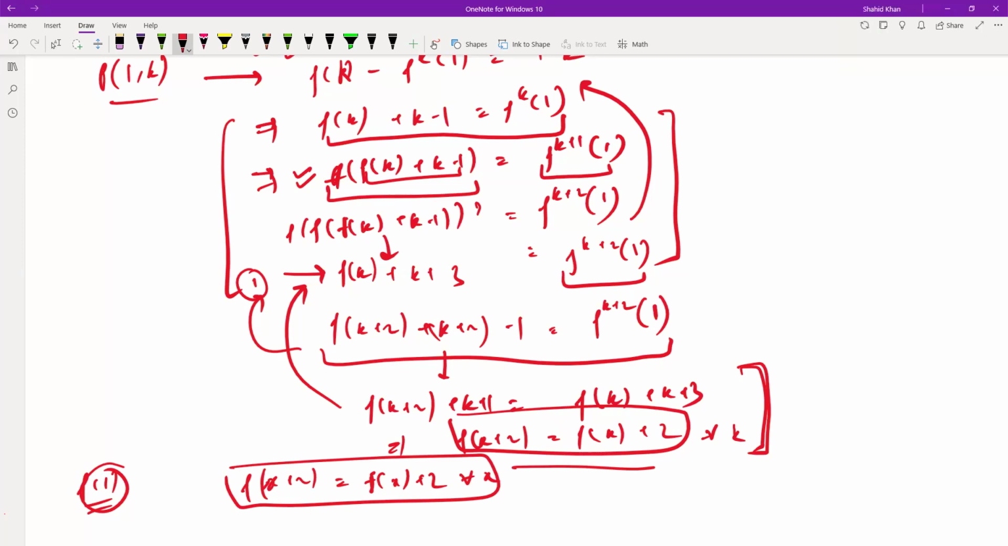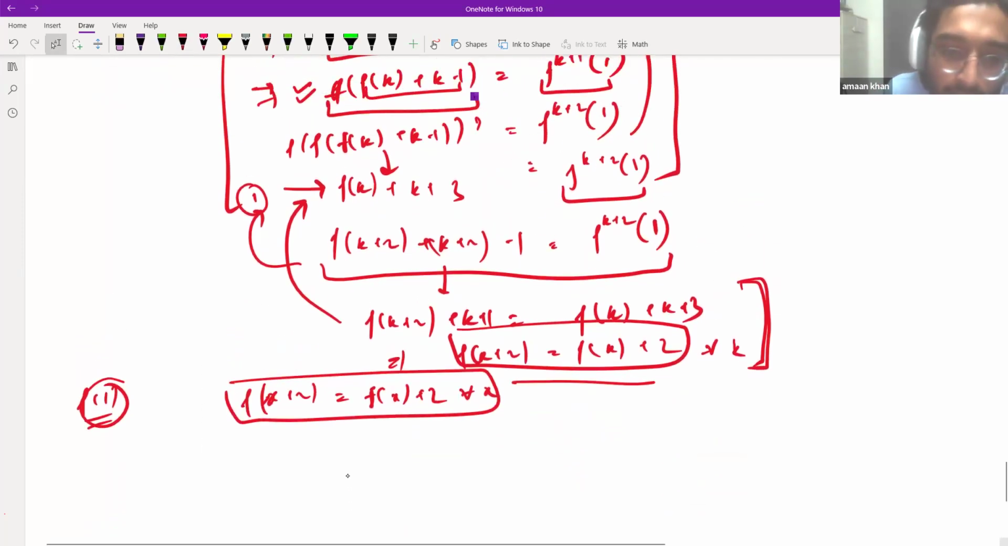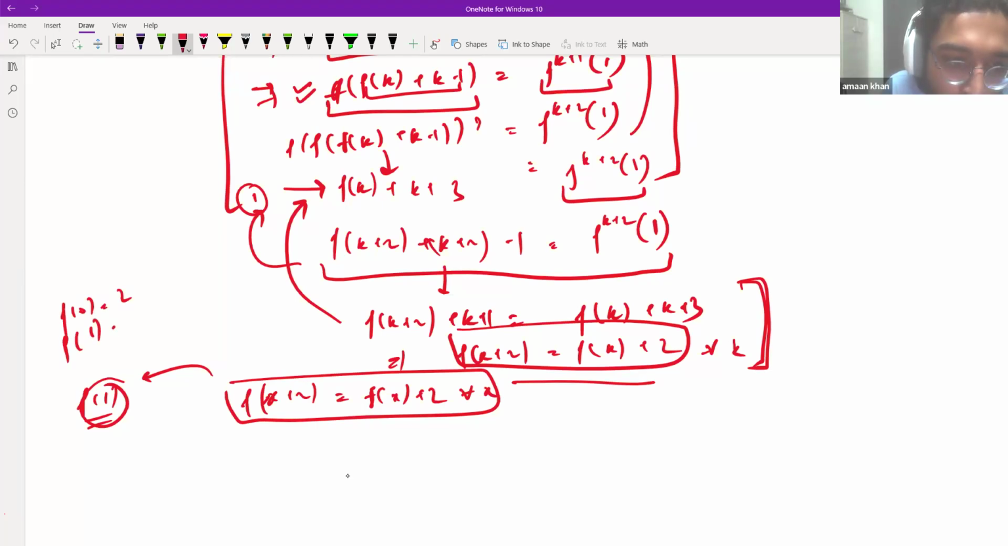The f of 1 thing is the last thing we have to prove. Now you only need to prove f of 1 is 3. Because after that you have f of 0 is 2 and f of 1 is 3. And then by using induction and this condition, you can have f of n is n plus 2 for all n.